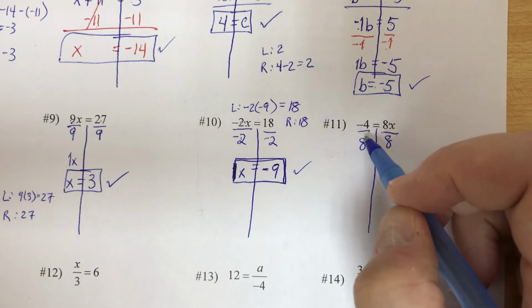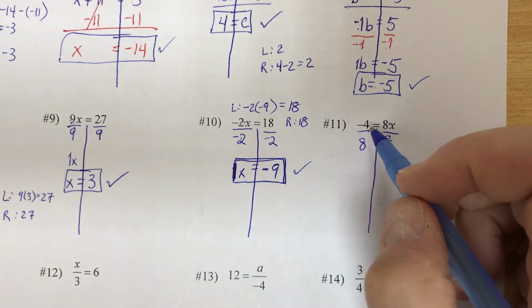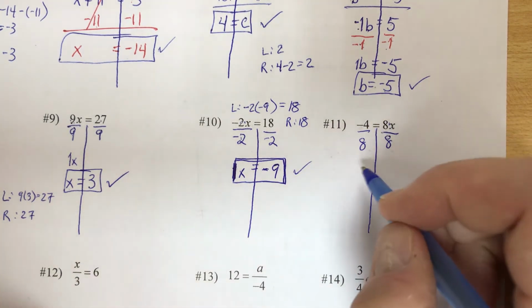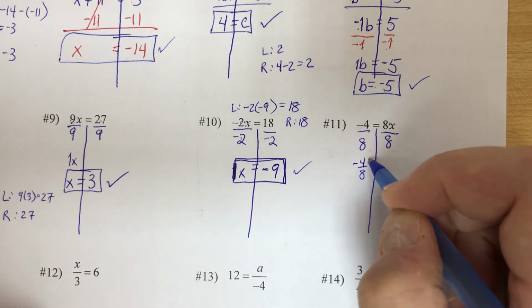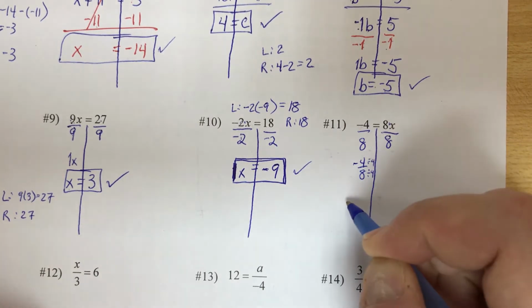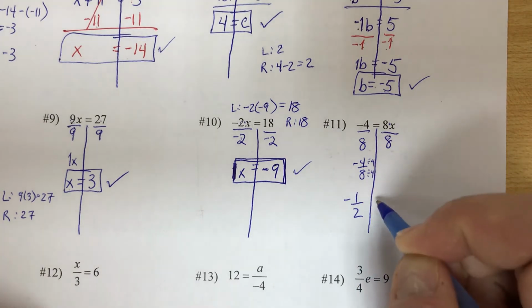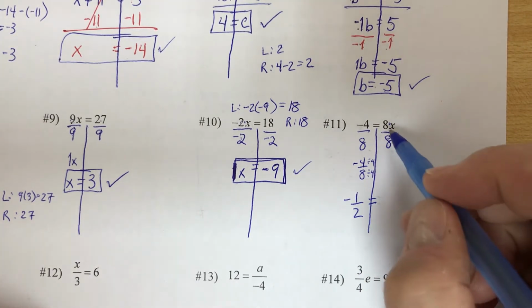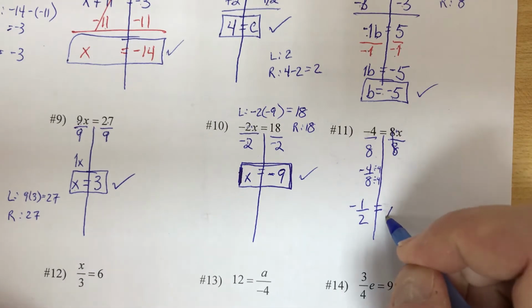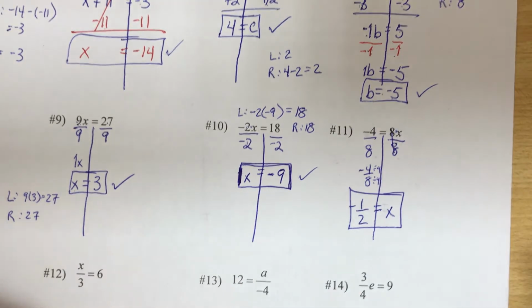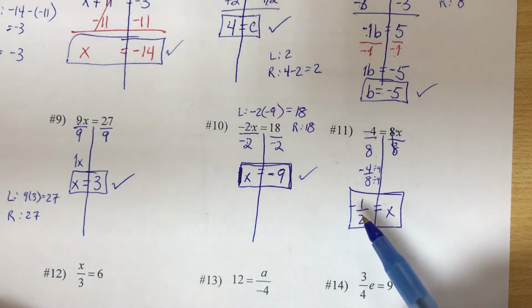The number 4 is smaller than 8. We can reduce that fraction. Negative 4 over 8 is the same thing. If we divide by 4, we get negative 1 over 2. So negative 1/2 equals 8 divided by 8, that's 1x, or just x. So our answer is negative 1 over 2.